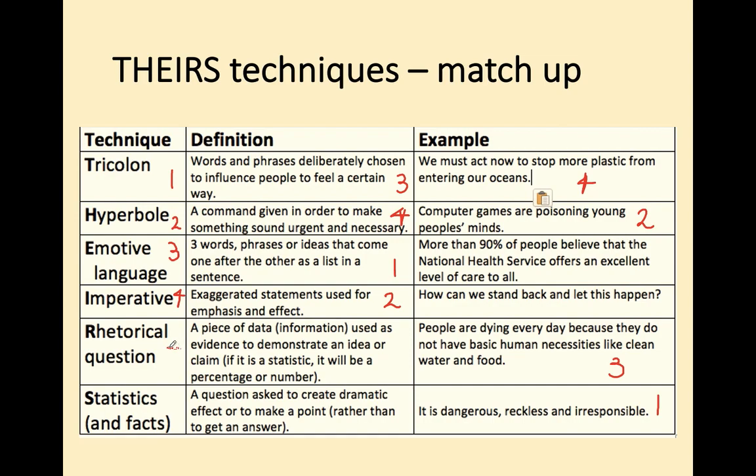Okay, number 5 is rhetorical question. So we should have had a question asked to create dramatic effects. And then the example, how can we stand back and let this happen? And then number 6, statistic, is a piece of data that uses evidence. And the example you should have got is more than 90% of people believe that their National Health Service offers an excellent level of care to all.